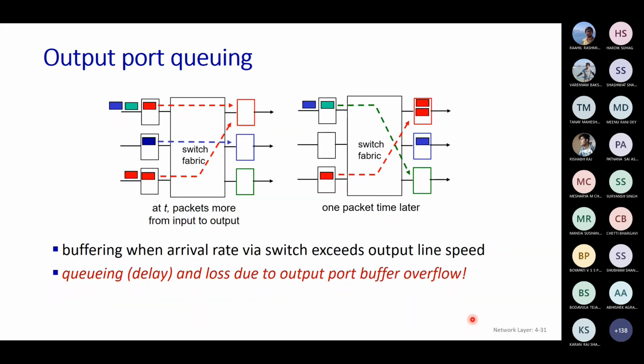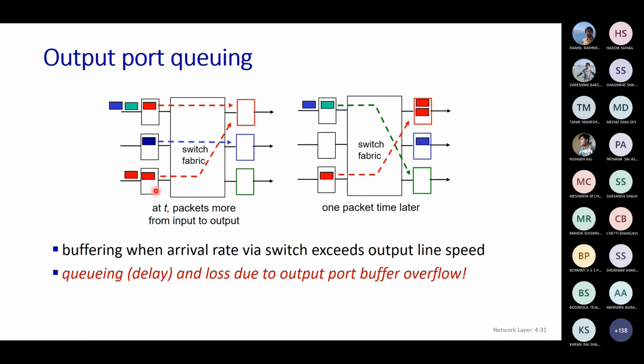But first, let us see what this output port queuing is and how it works. Now there are packets here, as we had seen in the input port queuing scenario also. Several packets can come to different input ports which want to go to the same destination. In that case, there will be too much contention for the same output port.